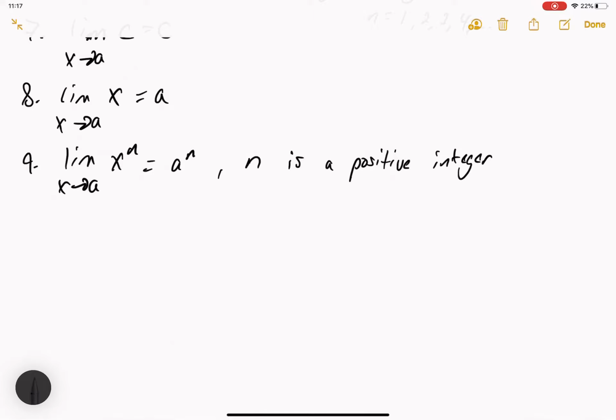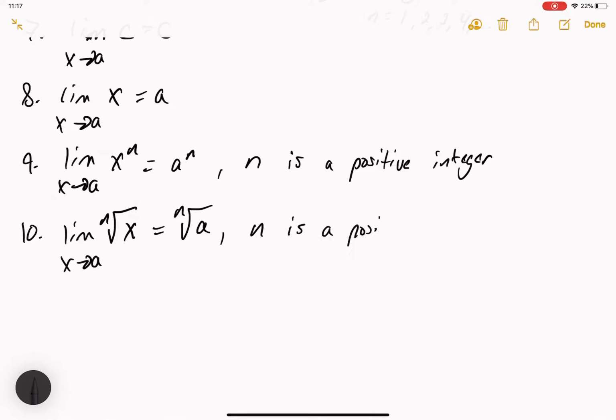And then for 10, my bad. So we have the limit as x goes to a of, instead of the nth power, now we're going to do the nth root. So the nth root of x is equal to the nth root of the limit, a. And again, n is a positive integer. And there's another requirement that we have to have: a is greater than 0 if n is even.